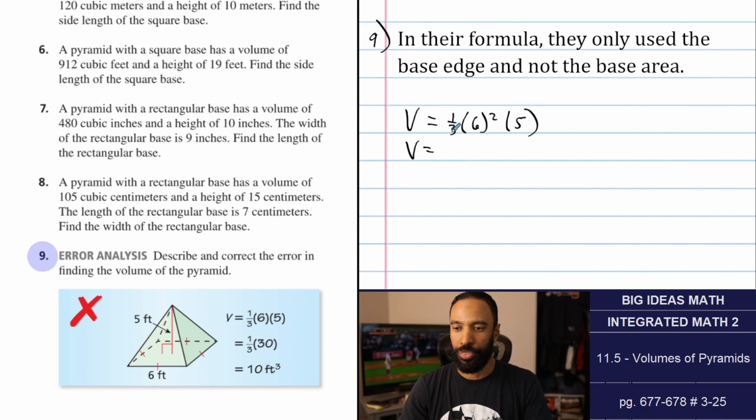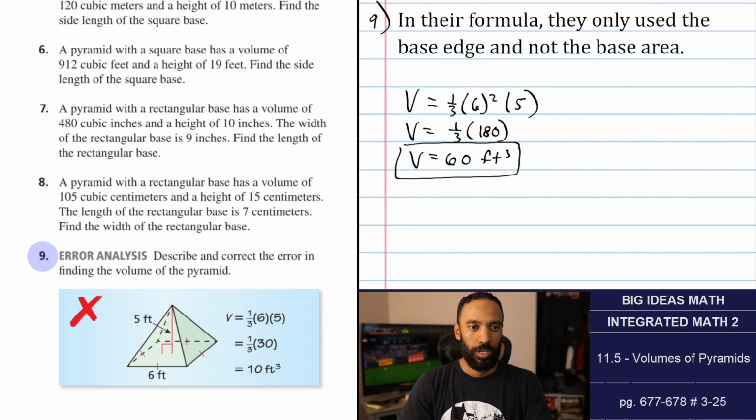Anyway, 1/3 of 36 happens here. Or listen, we can do 36 times 5 and we get 180. And then 1/3 of 180 is going to be 60. That is what we're looking for: 60 cubic feet. And that should be the answer there. Okay, so now we move forward to number 10.